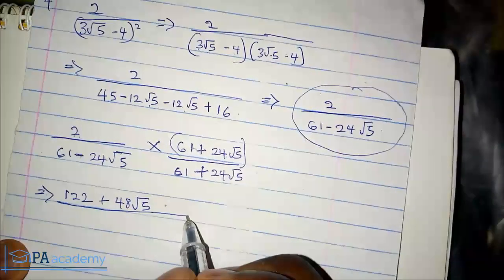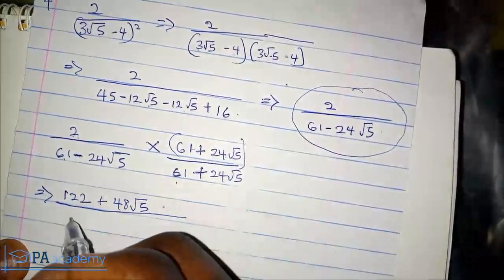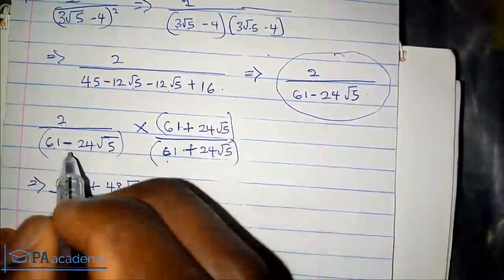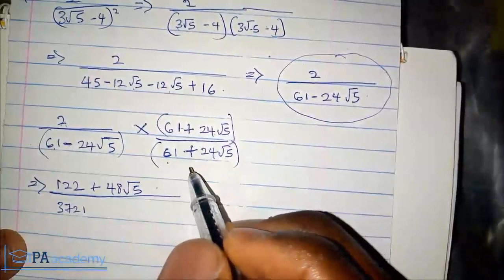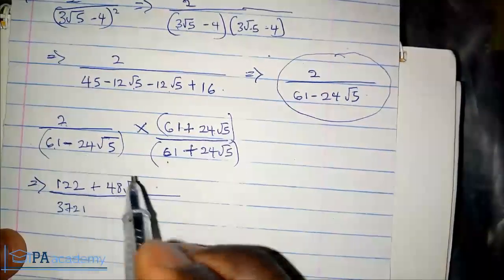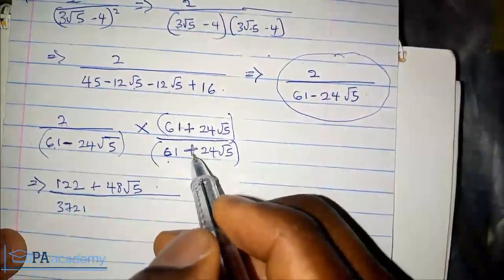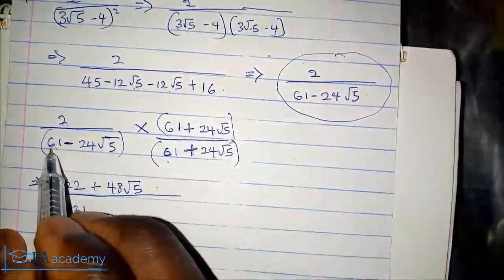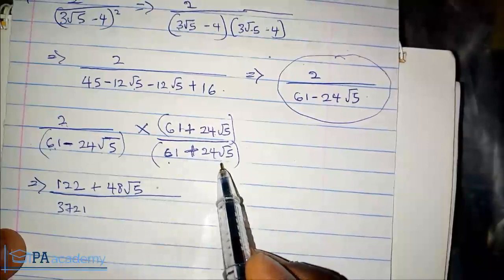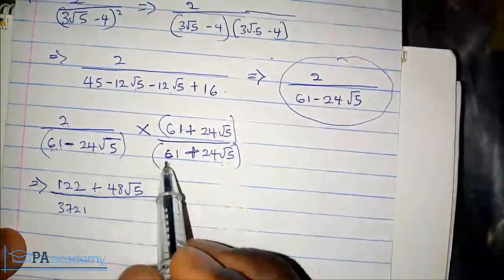Then down to the denominator. 61 times 61 will give us 3,721. If you examine the denominator, you will see that this is a difference of two squares. And if you remember, when we were looking at the basic rules of surd in part 1, when we have a difference of two squares, here we have minus and here we have plus, we can just pick the first one and multiply it by the first one of the other bracket, and then the second one multiplied by the second one of the other bracket. This is what I mean. So now we've multiplied 61 times 61, which gives us 3,721.